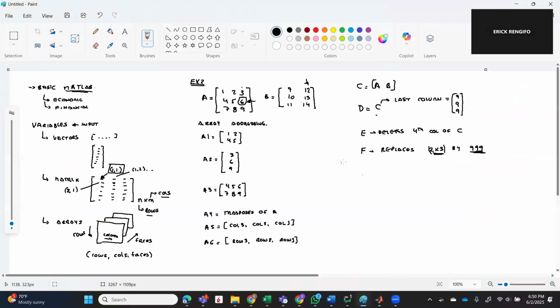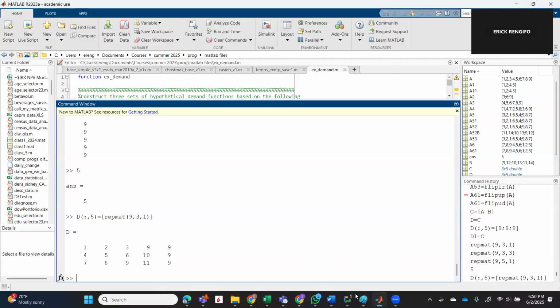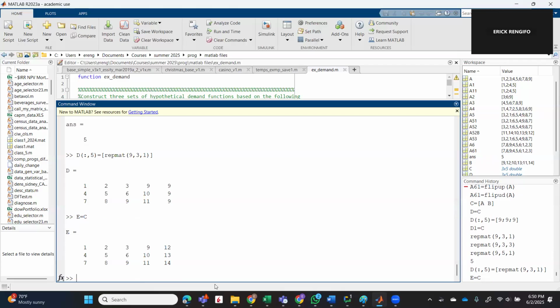Okay, let's go to the next one. Oh, I want to delete the 4th column of C. So let's do E. Let's do this in pieces. E equals C. And I want to disappear the 4th column of E. How do I do that?